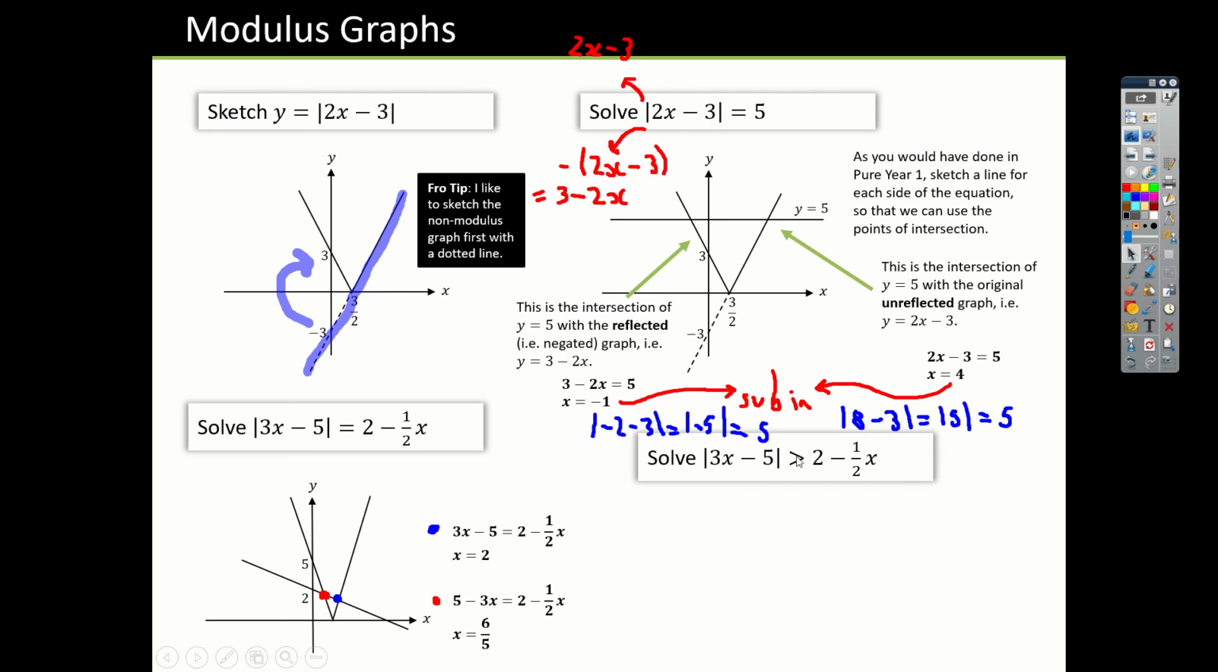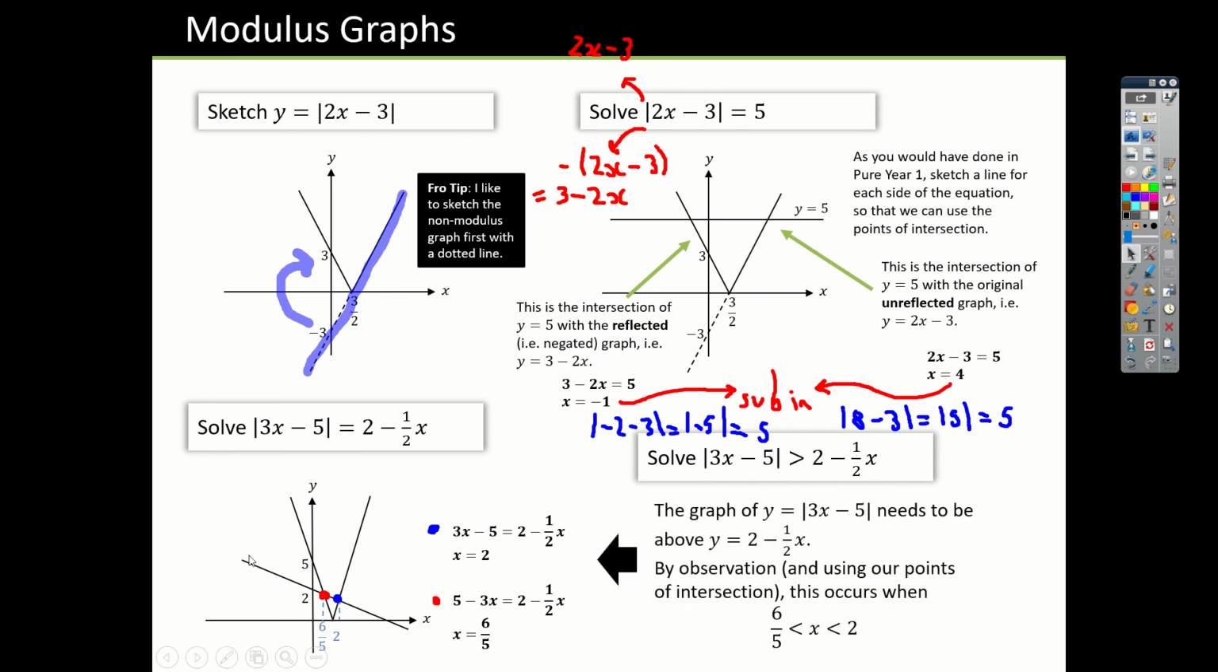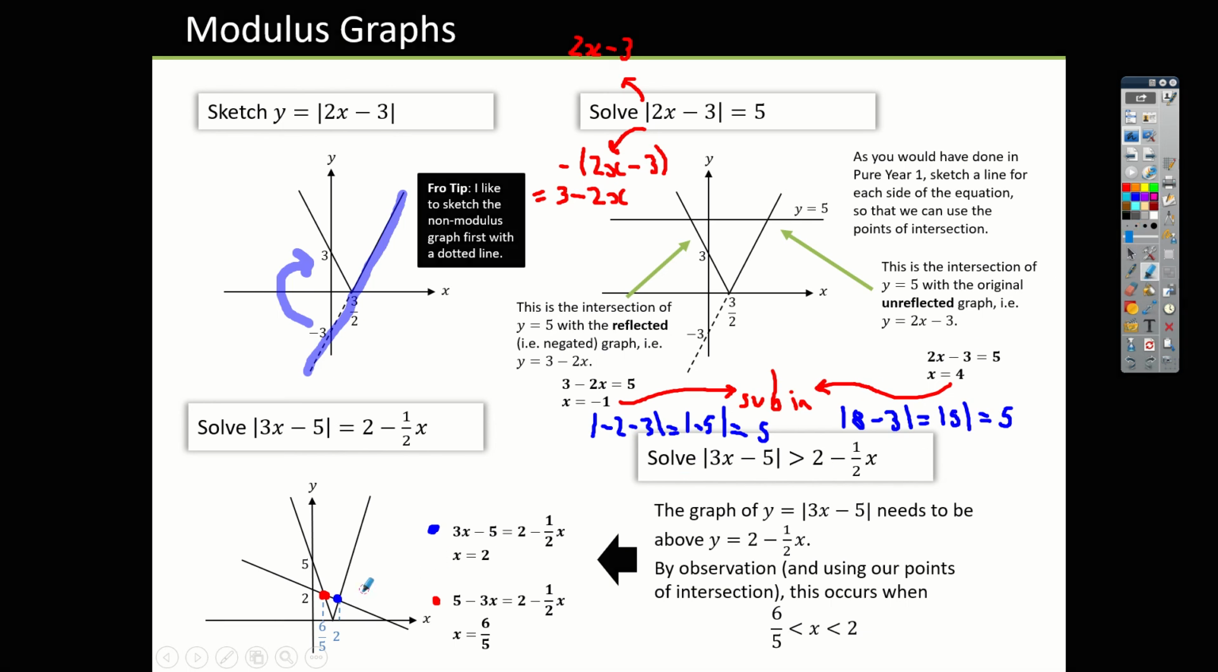Okay, one more. If there's an inequality, then it's very, very similar. This is where the sketches are really going to help you out because it tells you where one graph is bigger than the other or smaller than the other. But we've already got the sketch. We want to know where the modulus graph is beating the other linear graph. And from the picture, it looks as if that's on this particular portion. Okay, that means we're above that part there and this part as well. Again, that part is bigger than this part. And we found the intersection points, 6/5 and 2. The x values for where we're in the pink is bigger than 2 or less than 6/5.